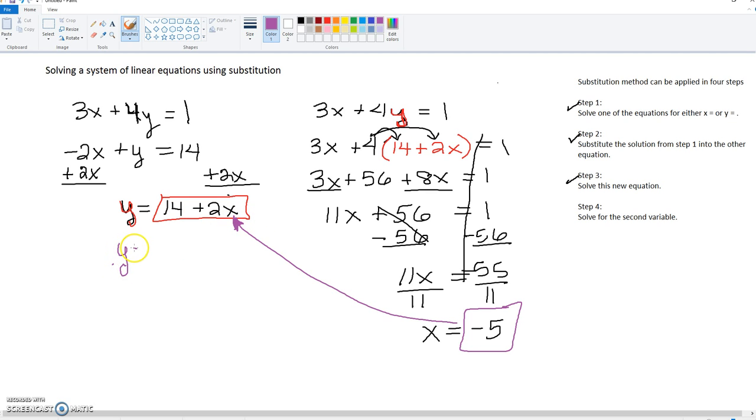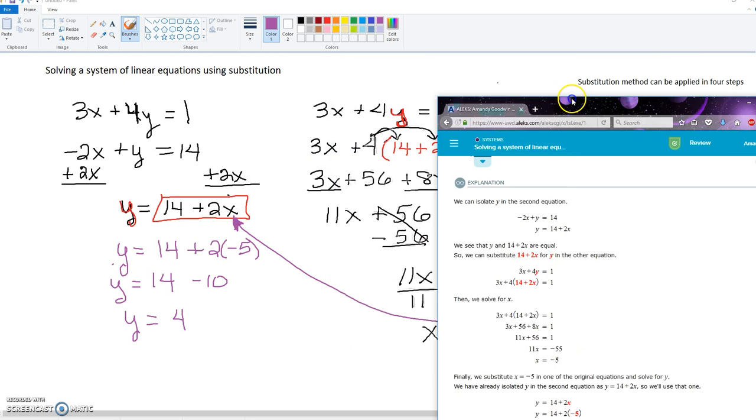So now we've got y equals 14 plus 2 times negative 5. 2 times negative 5 is negative 10. And 14 minus 10 is 4. So now we have both our x and our y.